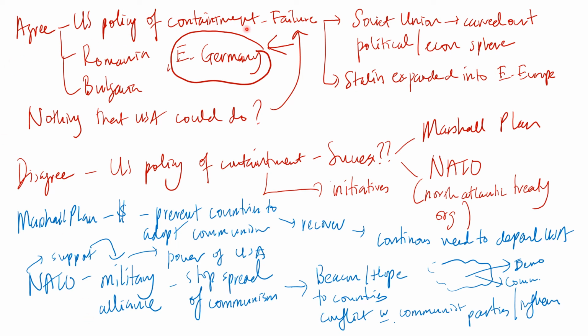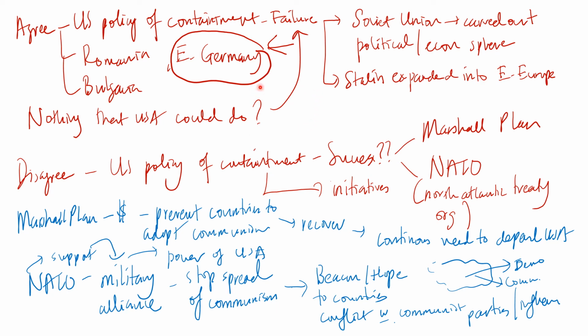So if you are agreeing that the US policy of containment is a failure, then you must always remember all the case studies. We are looking at countries that adopted communism: Romania, Bulgaria, and of course the most important, I would say, East Germany. The Soviet Union carved out a political and economic sphere. So containment was a failure because Stalin expanded into Eastern Europe, and there was no way the USA could stop it, because that would literally mean a war, a conflict.